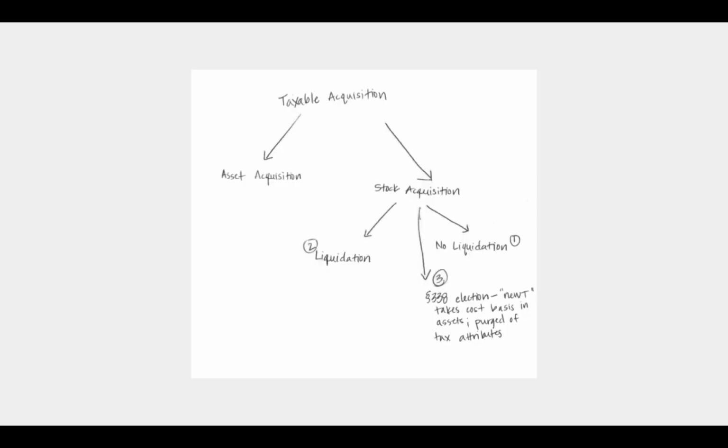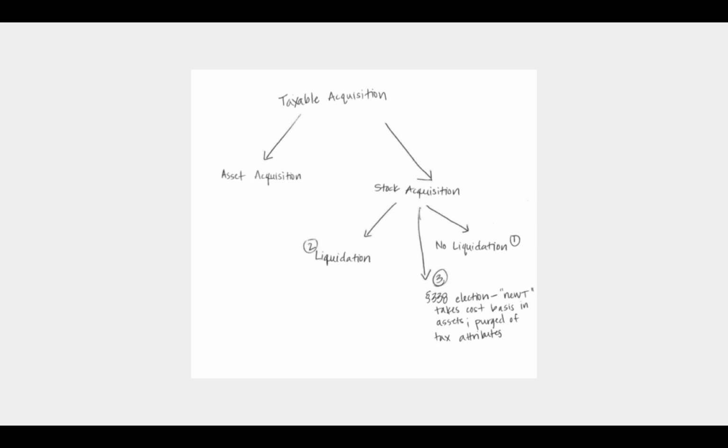I think it's easy to get lost in this chapter, so I just wanted to graphically show you the options. For a taxable acquisition, you can have either an asset acquisition or a stock acquisition. If you choose a stock acquisition, you have three choices after that acquisition. You could just buy the stock and not liquidate. So you would be a parent and you would own the target and you would not liquidate it. The target would be your subsidiary.